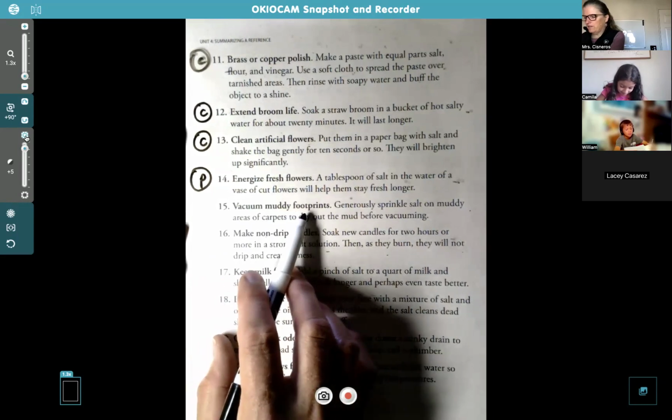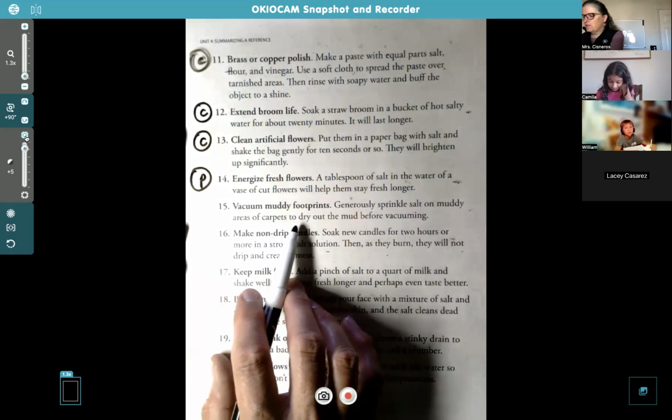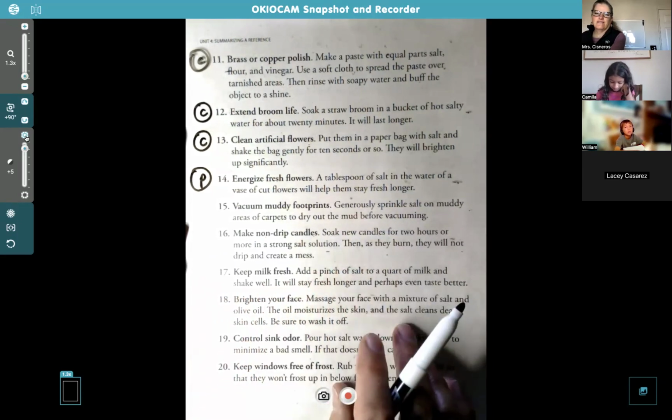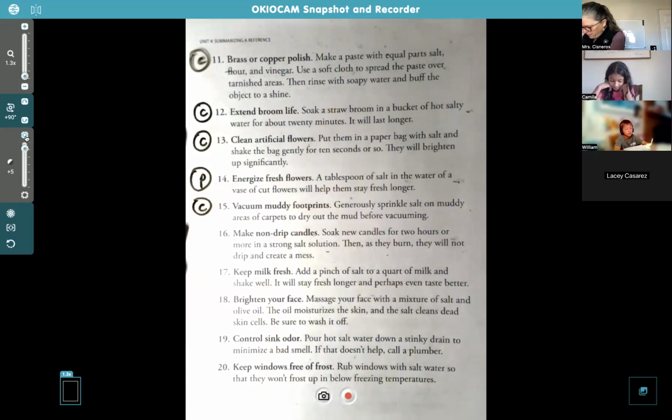Vacuum muddy footprints. Generously sprinkle salt on muddy areas of carpets to dry out the mud before vacuuming. That's probably happened before. Maybe when it's raining outside, you don't realize it. You bring in mud and it's like, uh-oh. Try putting salt on it. I think it works for pet accidents too. If you have any dogs that sometimes accidentally go potty on the carpet, it's happened to us before. It's like, uh-oh, we need to get rid of that. So this is a cleaning tip. I'm going to put a C here.